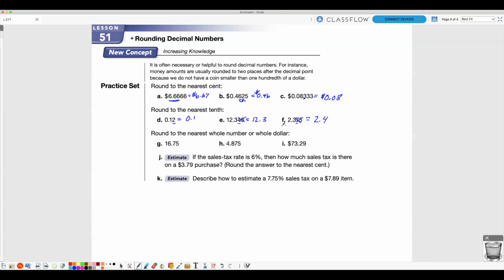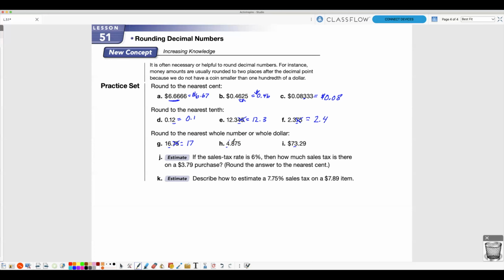Round to the nearest whole number or whole dollar. So we're looking at the whole numbers of each of these. So letter G, 16 and 75 hundredths. This should have been 17 because this is a 7 following it, and this would be bumped up to a 7, and then you drop everything behind it.